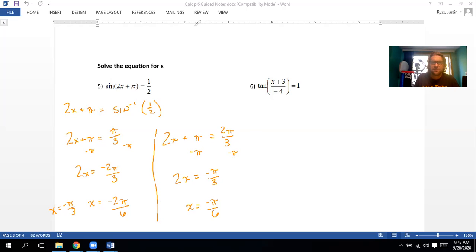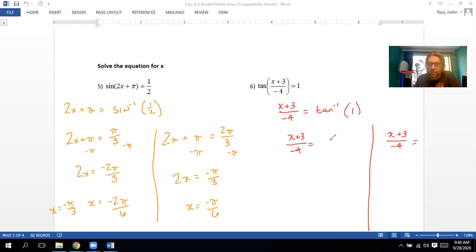All righty, so the next one here, how do we solve this one? The same thing, if I want to get this x plus 3 over negative 4 by itself, I'm going to have to take the tangent inverse of 1. So there are 2 times on the unit circle where the tangent is equal to 1, or tangent, remember, is the slope. When does the slope equal 1? Go ahead and look. We'll get 2 times. The one time is when it's pi over 4. The other time is at 5 pi over 4.